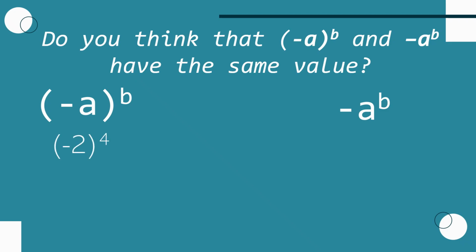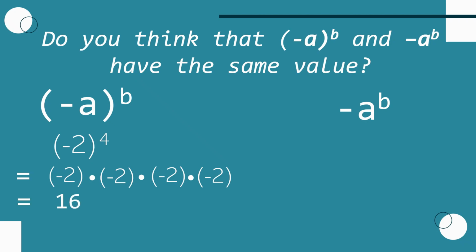So we have the quantity of negative 2 raised to the exponent of 4. Let's make this into a numerical product. So we have negative 2 times negative 2 times negative 2 times negative 2. So let's multiply negative 2 times negative 2. Alright, it is positive 4, times negative 2 is equal to negative 8, times negative 2 is equal to positive 16.